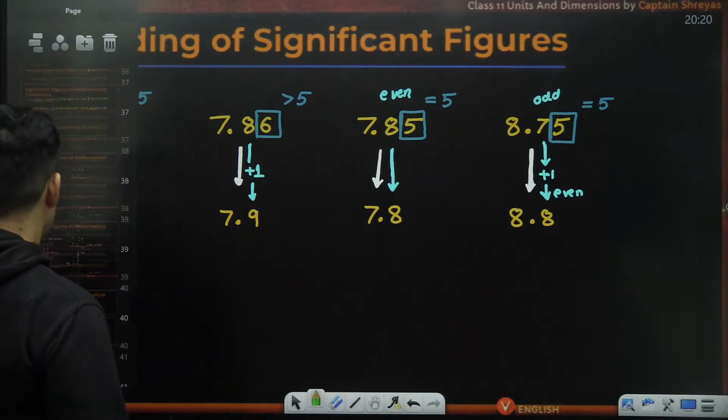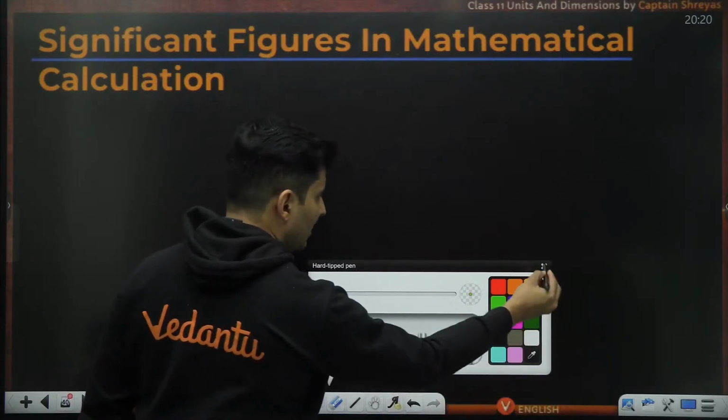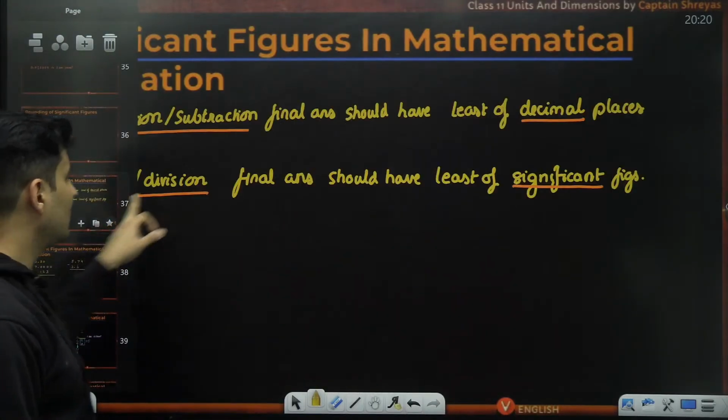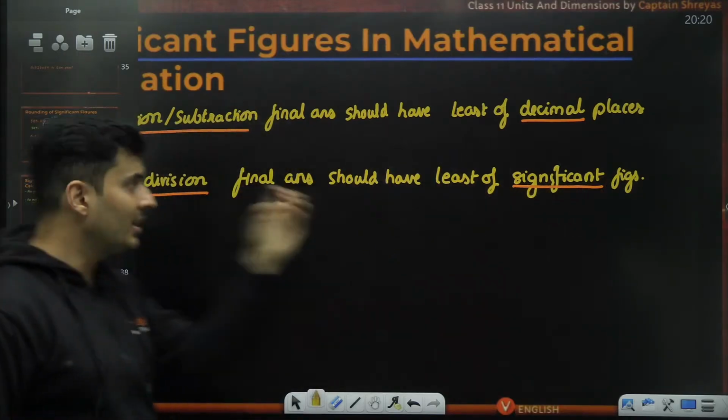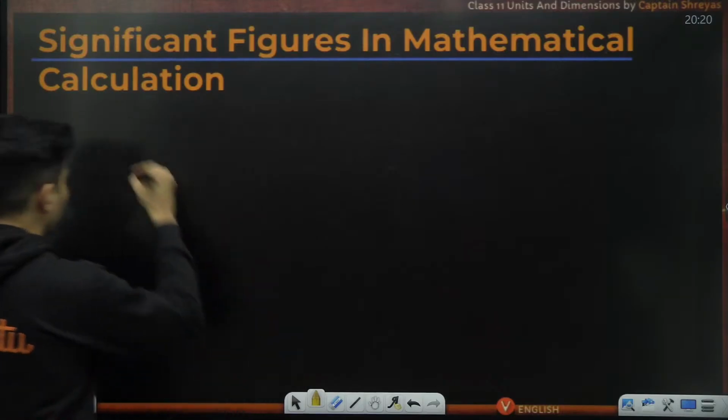Okay. Sir, but what about multiplication and division? For multiplication and division, you should not check decimal places. You should check which significant figures are least. Okay. Give an example, sir. That will be better. Okay.